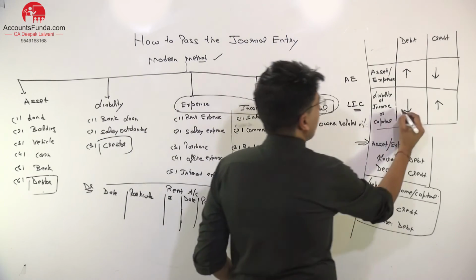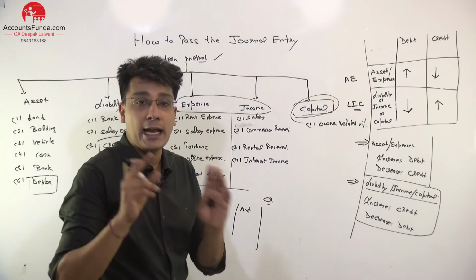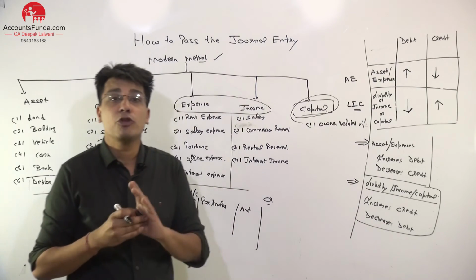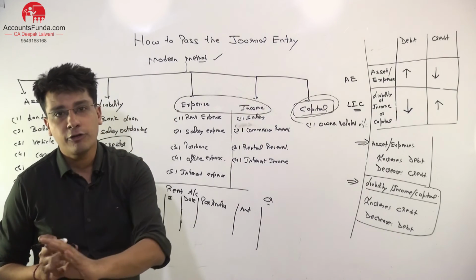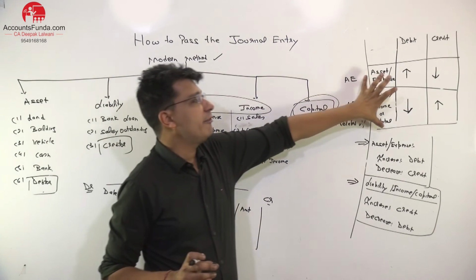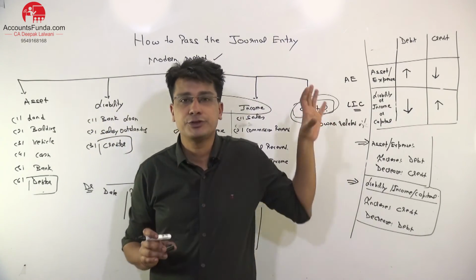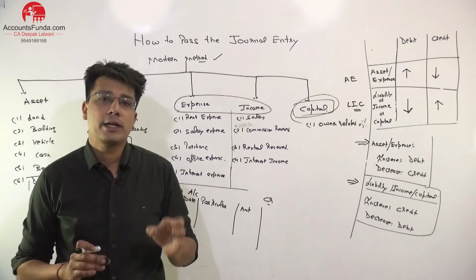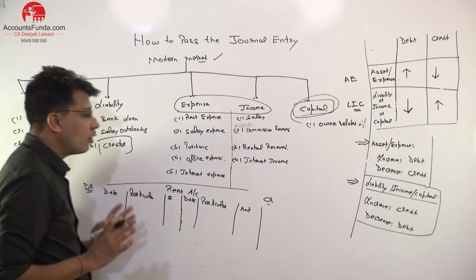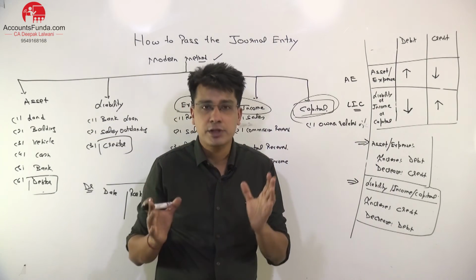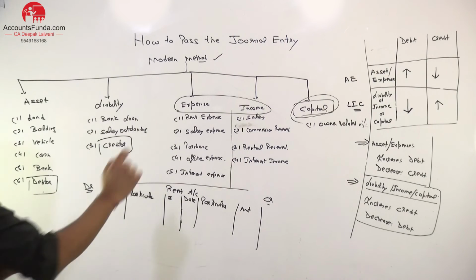Whenever I do the entry, I will refer to this chart. And you will be surprised that each and every accounting entry will be a cakewalk for you. Why? Because this is a very simple rule, and if you have understood the foundation of this rule, then all accounting entries will be a cakewalk for you. Okay, now I will explain how the journal book will look, and then we'll move to the practical application of this rule.